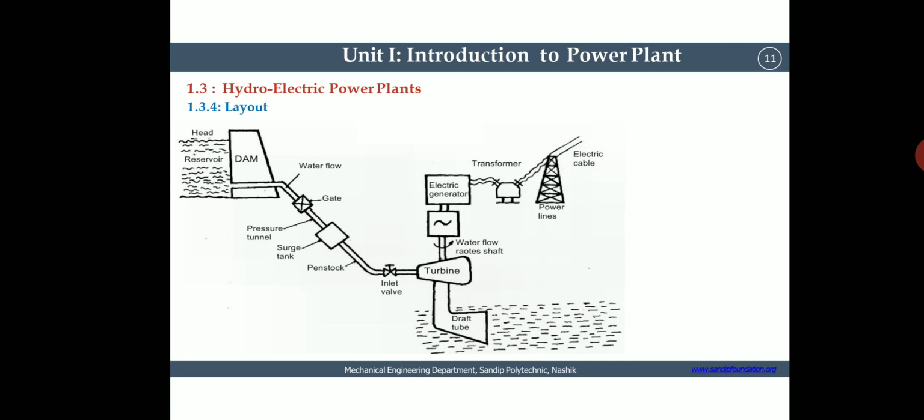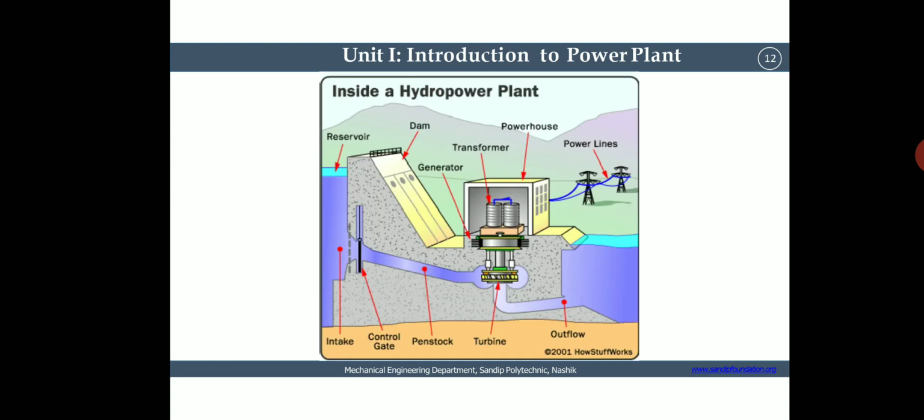From the electric generator, the power is given to the transformer, where step up or step down is done. There are two types of transformers: step up transformer and step down transformer. Then it is passed to the power lines through electric cables and electric towers. So in this figure you can see the detailed view of the power plant.